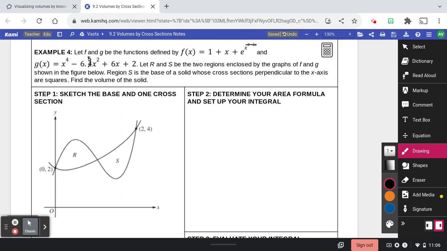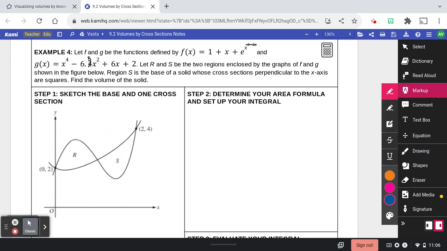It says here, R and S are going to be the regions bounded by these graphs of f and g as shown in the figure. And then it says that S is the base of a solid. So region S is the base of the solid. So this part of the graph right here is going to be the base of our shape, our three-dimensional shape. And in this solid, each of the cross sections is perpendicular to the x-axis and it is a square.